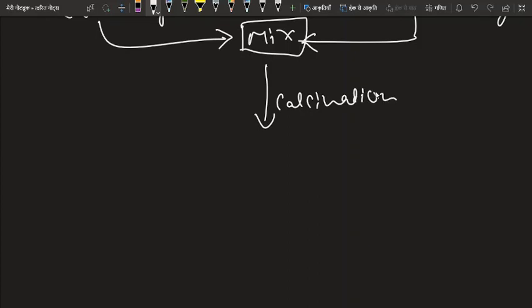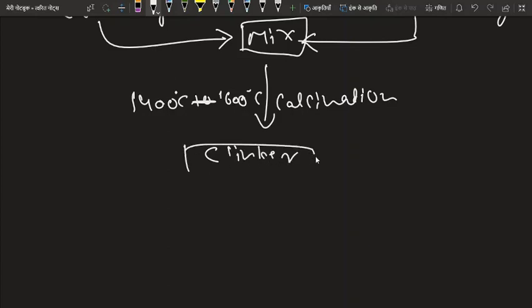If you see my previous video, you will easily understand what calcination is. Calcination is the process of heating any substance at a high temperature but below its melting point, heating it at 1400 degrees Celsius to 1600 degrees Celsius. By doing calcination we get clinker, and this clinker is also called Bogue's compound.